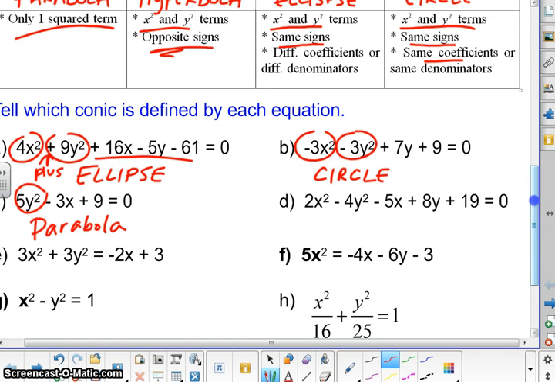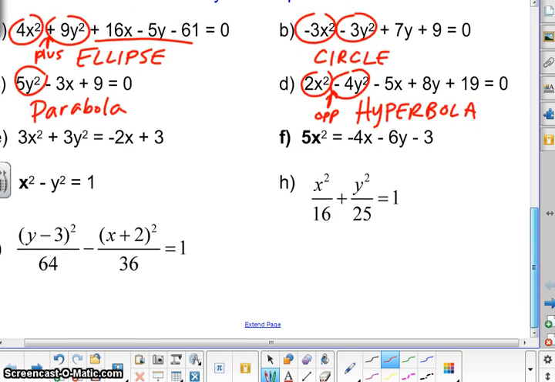Okay, let's see if we can get the next one. Here we go, opposite sign. And then you have two different coefficients. So that's our first hyperbola as an example. All right, go ahead and push pause, and then that way you can check your answers.